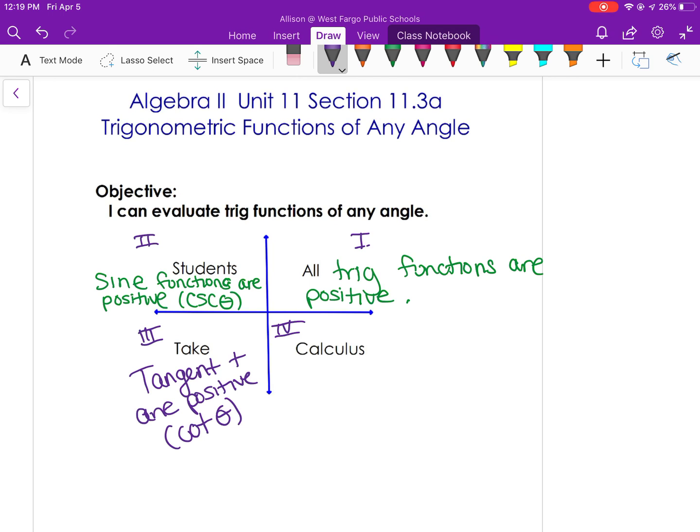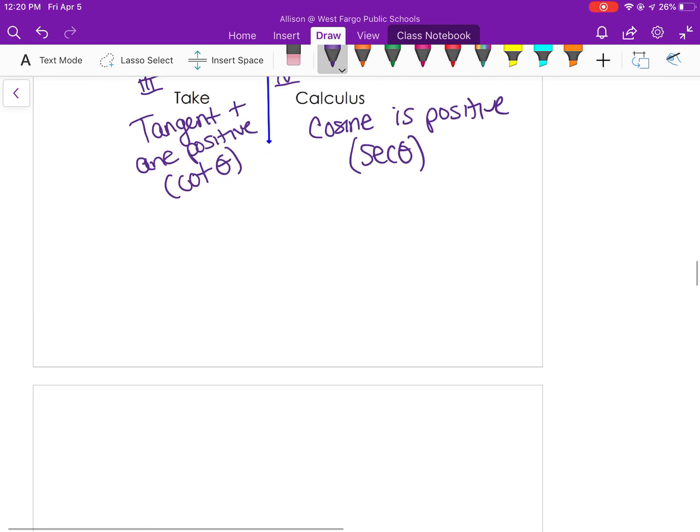And then the last one, Calculus, is representing the C for cosine. So cosine is positive, and secant goes along with cosine, so that one is also positive. So All Students Take Calculus. They're all positive in the first quadrant, only sine is positive in the second, tangent's positive in the third, and cosine is positive in the fourth.